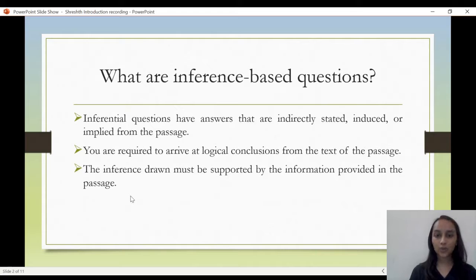So in inference-based questions, you are asked to make logical deductions from the passage. So these are indirect questions. You need to imply information from the passage. You need to essentially read between the lines. Now the inference drawn must be supported by the information provided in the passage. So these are basically logical conclusions from the text of the passage.